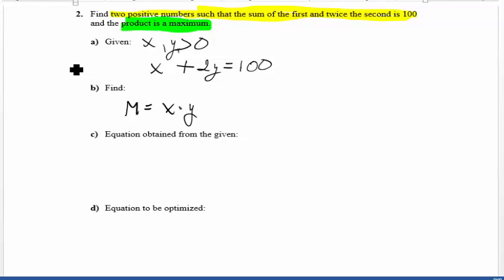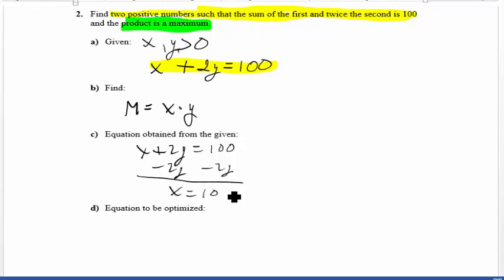Remember, what we had to do here is somehow take the constraint and solve it for one of the variables, because the problem with this equation here, M equals x times y, is that it's got two inputs. So we need to somehow solve the constraint for one of the variables. If you have x plus 2y equals 100, the easiest thing to solve for is x, because the coefficient is just 1. So if we just subtract 2y from both sides, we will have x equals 100 minus 2y.